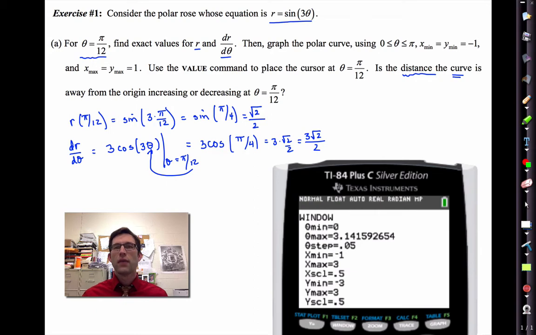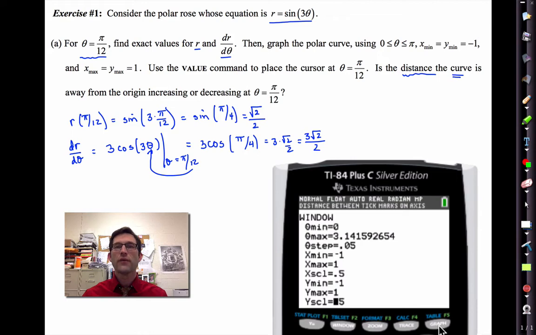Let's see. I want my x min to be -1, my x max to be +1, my y min to be -1, and my y max to be +1. Okay, check my window. Really, just on the angle, we needed to make sure that we had an angle, theta min, theta max, that included pi over 12. Pi over 12 is somewhere in between them, which it is.